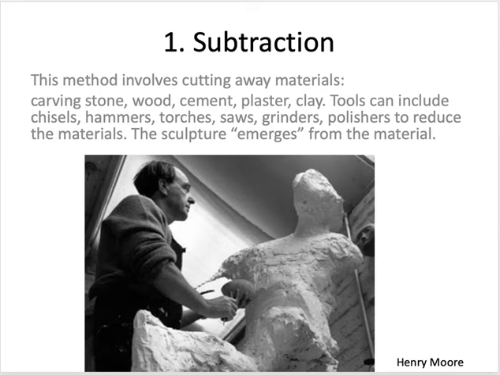The first is subtraction, which is essentially about carving, right? If we think about how to make a sculpture, maybe you have a mass of material and you start to pull away at that material. So subtraction is the method that involves cutting away materials. This can mean carving stones, wood, cement, plaster, clay. Tools can include your chisels or hammers, torches, saws, grinders, polishers, anything that will reduce the materials. The sculpture then emerges from the material.